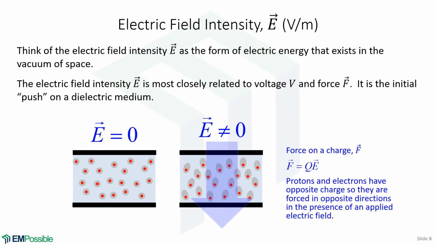So when we apply the electric field, it stretches those electron orbitals, and it comes from the Lorentz force law. For electric fields, the force on a charge is simply the charge times the electric field. The electron orbitals have a negative charge. The nuclei have a positive charge, so they get forced in opposite directions and they get stretched, and that's storing the charge. But the electric field intensity is just the push that does this.